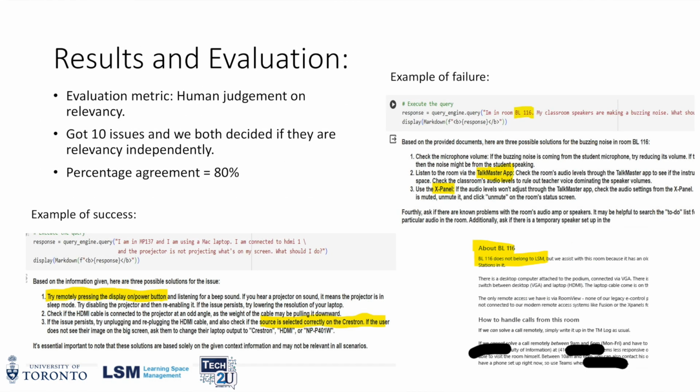And next, moving to results and evaluation. For the evaluation of RAG, we decided we would rate it on relevancy. So human judgment on relevancy is our metric, and we got around 80% inter-rater agreement. And here are some examples. There's an example of success and there's an example of failure.